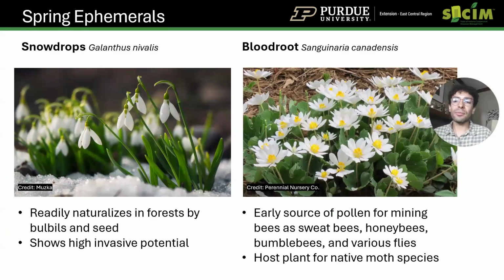The next up, we have snowdrops. These are another spring ephemeral bulb that's pretty popular, and it does readily naturalize in forest. It spreads by bulbils and seed.